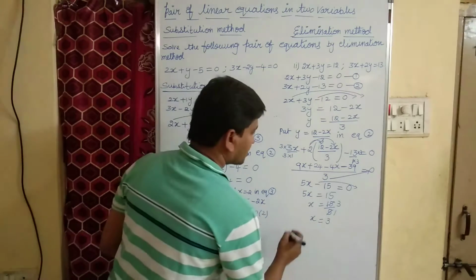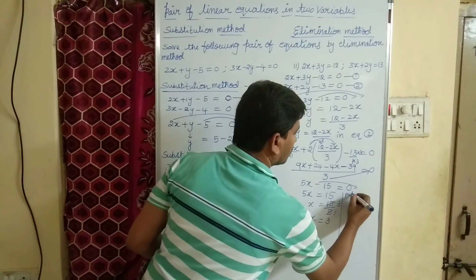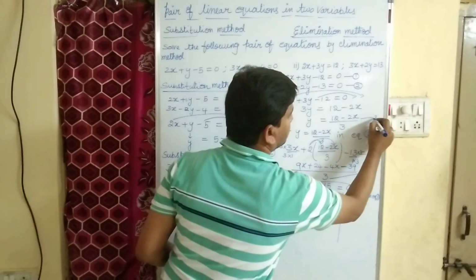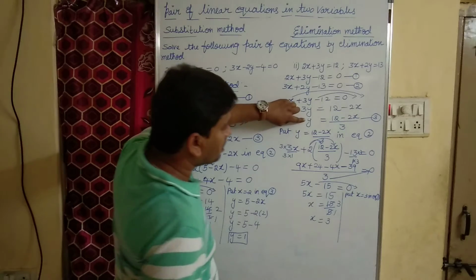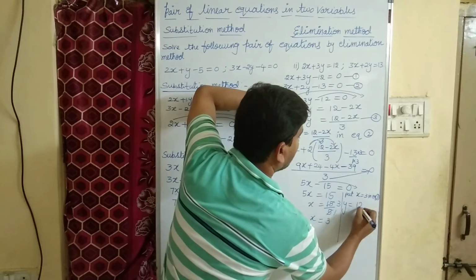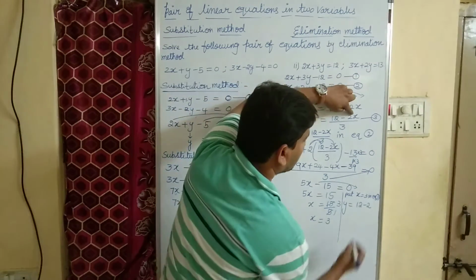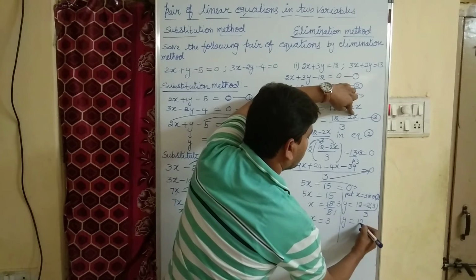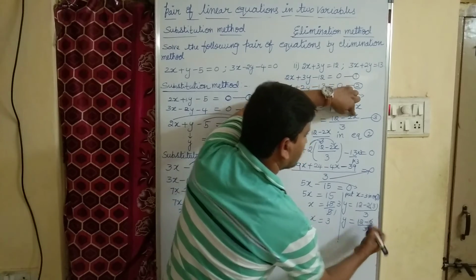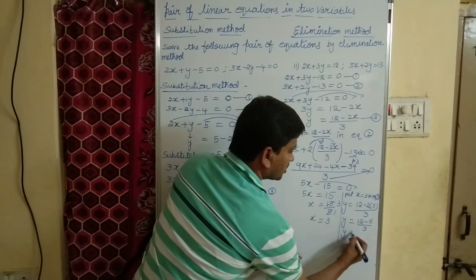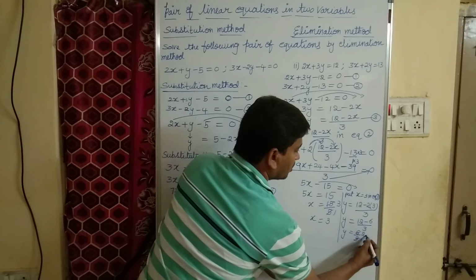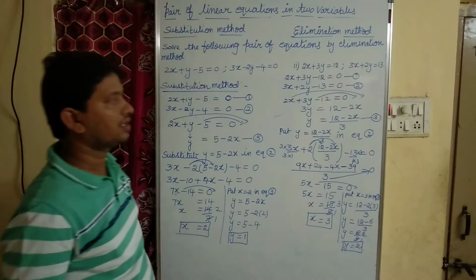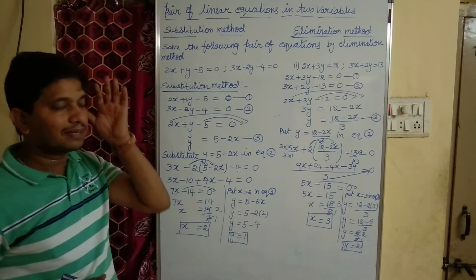Right? Now put x equal to 3 in equation number 3. So what is equation number 3? Y equal to 12 minus 2x, x value 3, by 3. So y equal to 12 minus 2 3s are 6 by 3. 12 minus 6, 6 by 3, 3 1s are 3, 3 2s are 6. So what is the value of y? The value of y is 2 and the value of x is 3. Right? This is our substitution method.